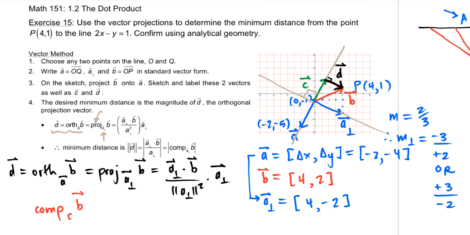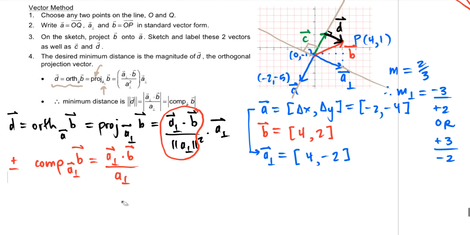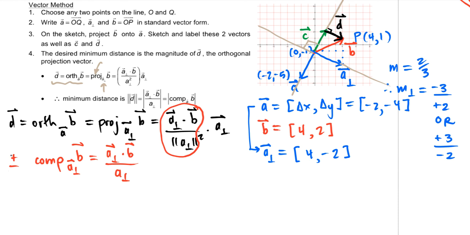So I really need to come up with the comp of B onto A perpendicular, which, if you remember, is just this part of the proj formula. So I'm going to do the dot product of the two vectors divided by the magnitude of the ground vector. Remember that this comp could be plus or minus depending on whether the angle between the two vectors is acute, less than 90 degrees, or obtuse, more than 90 degrees. And so in the end, to get distance, I may have to take the absolute value to make sure that I get a positive answer for distance.